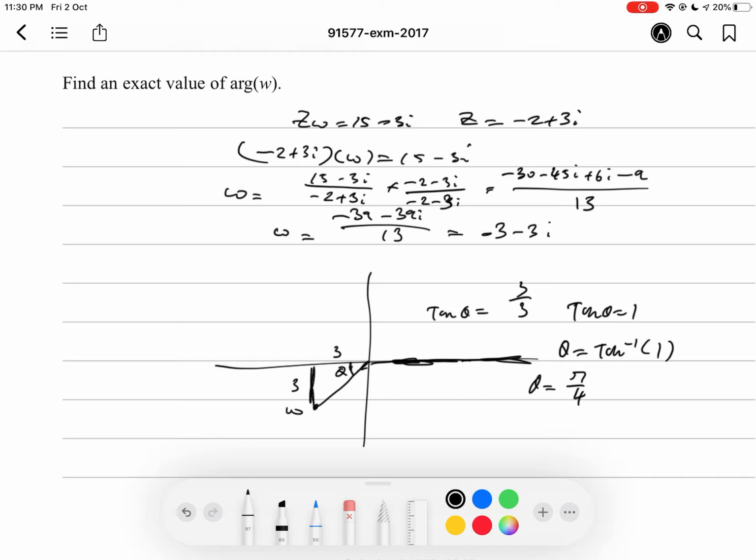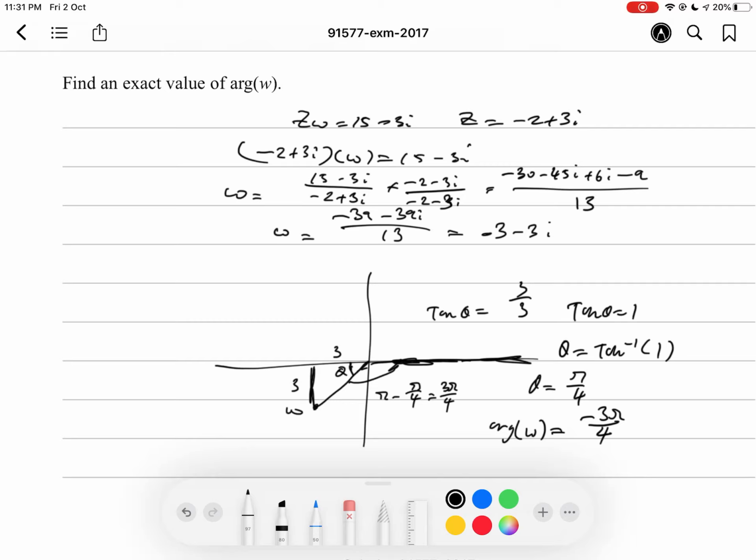We know that a full revolution equals 2 pi, and we know that this angle we can clearly find by using pi minus pi over 4. So pi minus pi over 4 gives us 3 pi over 4. And when we talk about complex numbers, going anti-clockwise is positive and going clockwise is negative. So in this case, we're going to say that the argument of w equals negative 3 pi over 4.